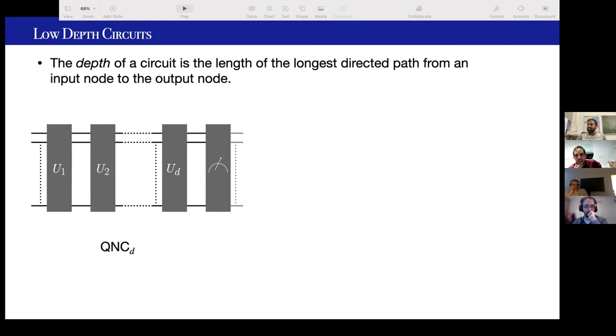Okay, just following up on this question about gates that are used in those classes. Can you just move to Simon's problem again?